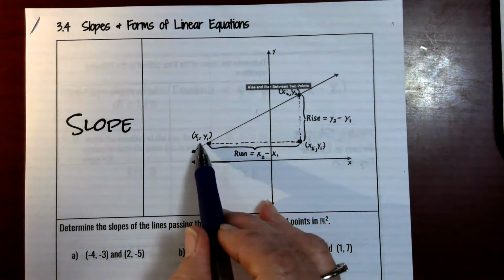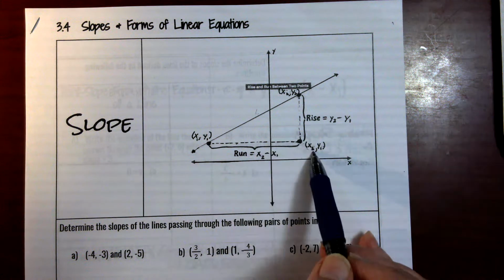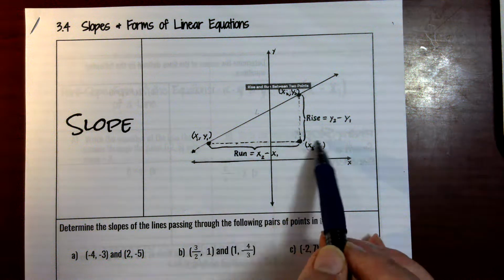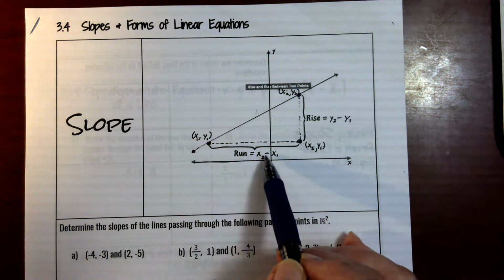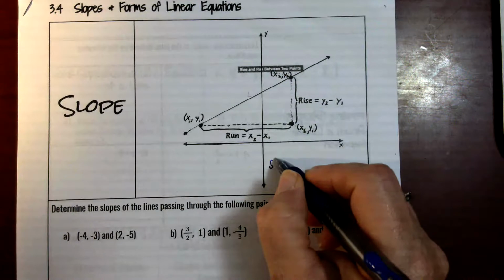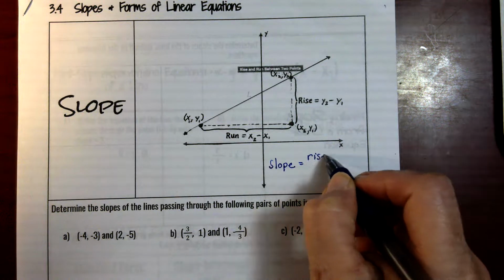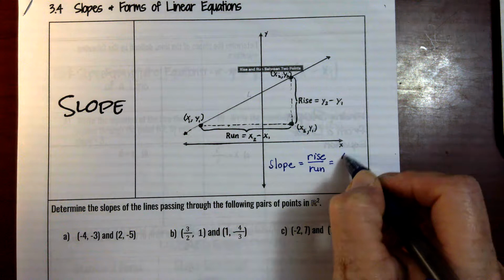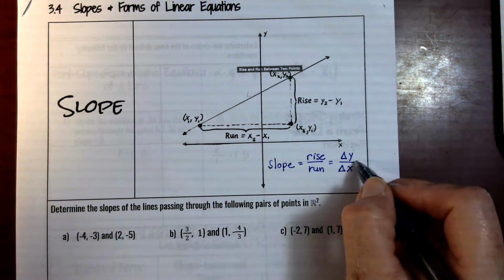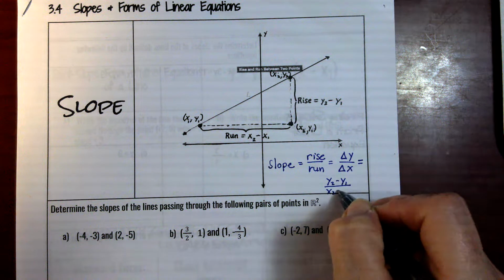Then the distance from this point to this point, the horizontal distance between these 2 points, would be the same x value that this point has, which is x2. So this would be x2, and this is x1. So again, by subtracting x2 minus x1, we get the distance from this point to this point, which is the run. And then, of course, the slope is the ratio of rise to run. You'll often see it written as delta y over delta x, which means the change in y to the change in x, and is given as y2 minus y1 over x2 minus x1.